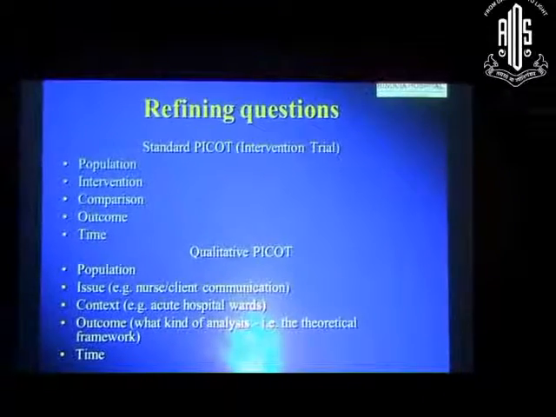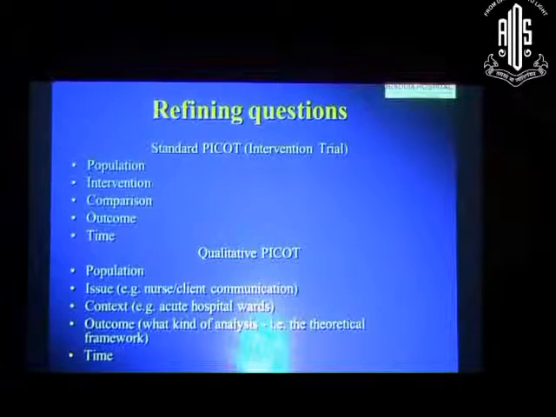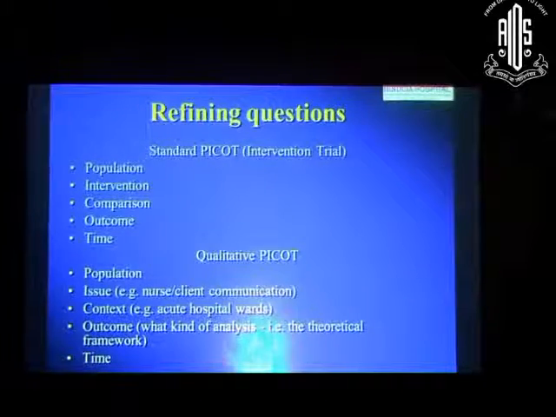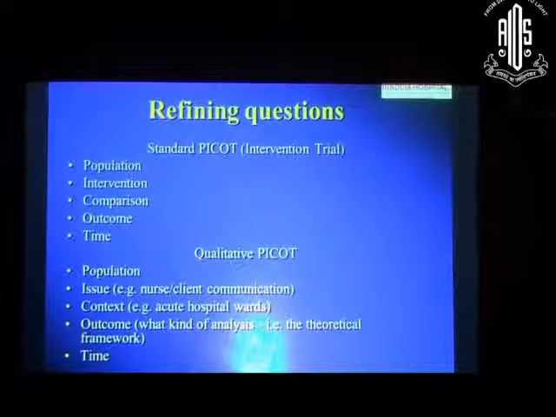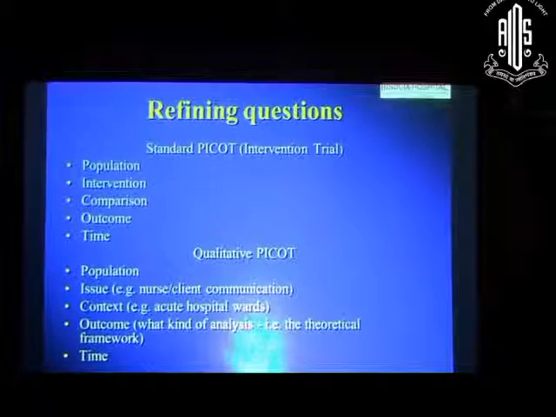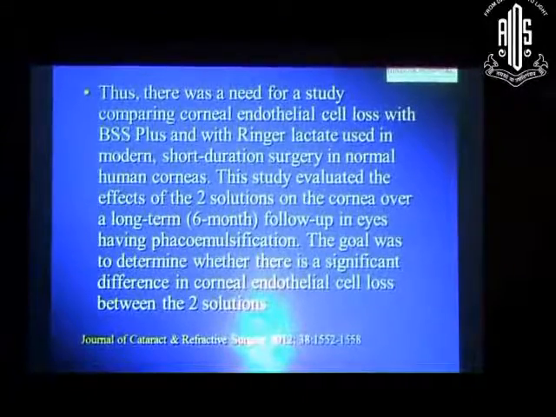So population, in any RCT, there should be 5 components. Population, intervention, comparison, outcome and time. These 5 things should be there. If you have included these, which goes by the acronym PICOT, then probably your research question is really appropriate.